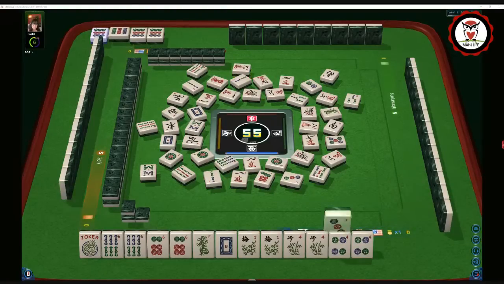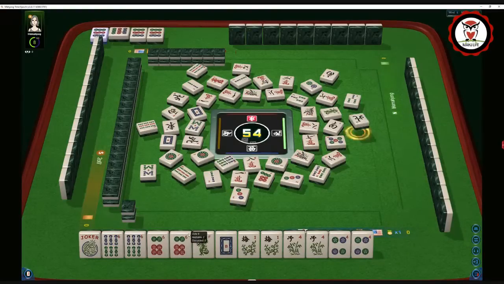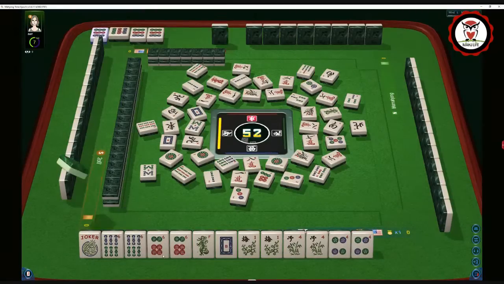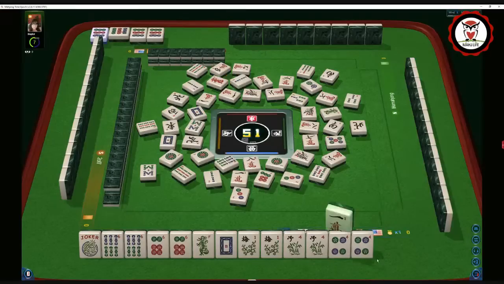Nine characters. Three dot we just threw. So three dots. We're playing a gap hand at the moment. North wind. If we can get a six crack, I'd go for the first hand. We do have a pair. Seven, we have one of these can be the pair. Four characters. So we're just waiting on a six crack.